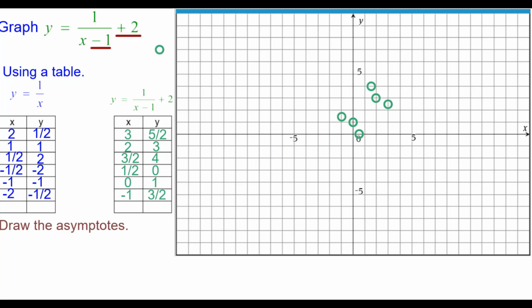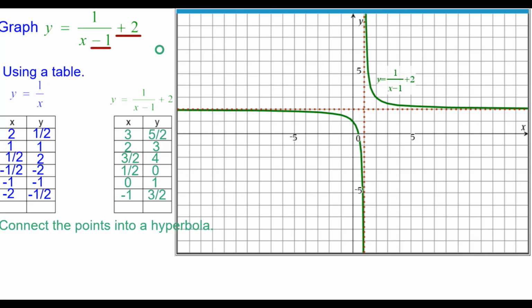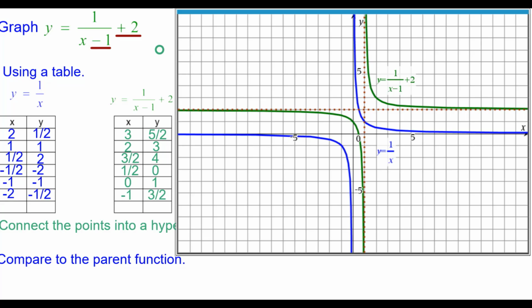Draw the asymptotes. Those will be at y equals 2 and at x equals 1. Those will be the boundary lines. We'll connect the points into a hyperbola, and we'll compare it to the parent function y equals 1 over x.